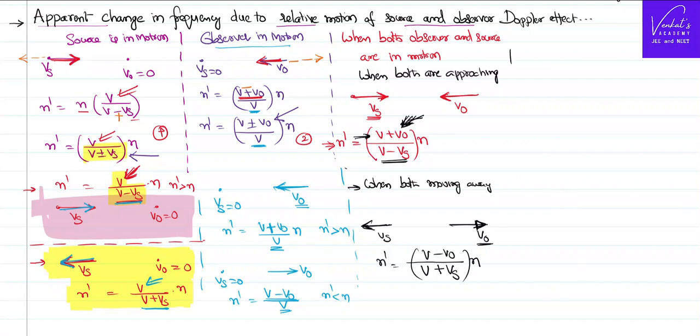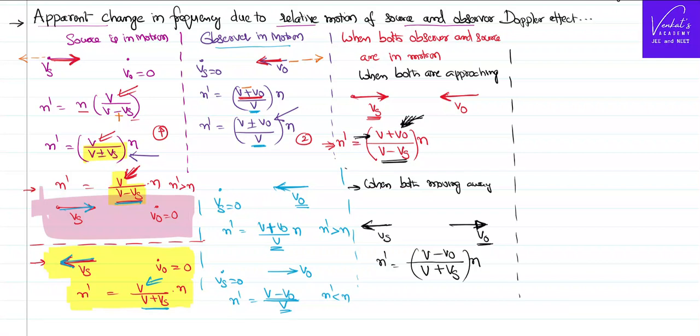By understanding the basic logic that when the source or observer is approaching, frequency increases, and when the source or observer is going away, frequency decreases, we can write any equation of the Doppler effect.